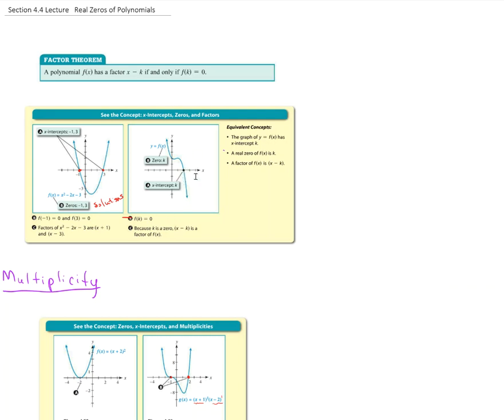Over here, you've got one intercept, and that real zero is k. So we don't have any numbers. We don't have any function. We just know y is f of x. So x minus k is a factor because k was the x-intercept here. So that's kind of just conceptually what we're talking about.